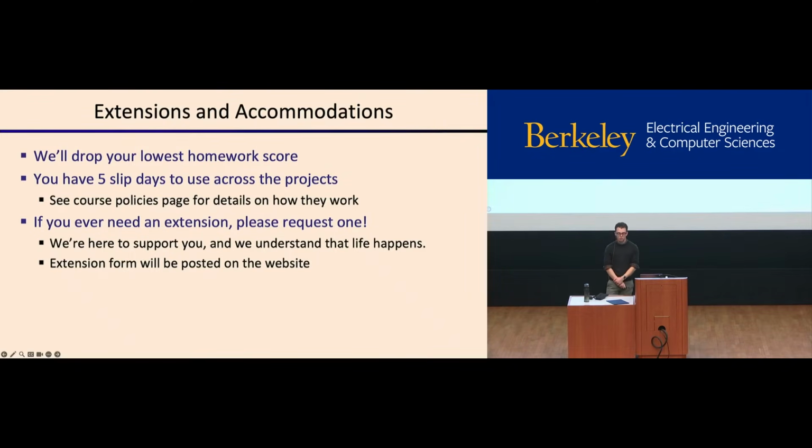If you need an extension or some accommodation, first of all, we'll only take the best 9 out of your 10 homework assignments, so we'll drop your lowest 1 no matter what. And then you have 5 slip days that you can use on projects. The details are not super important, but basically, we will apply them in whatever way benefits you the most, like reducing the late penalty for the projects. All the policies are on the course website. But if you need an extension, please just request one. We understand that things happen, and we're here to support you.